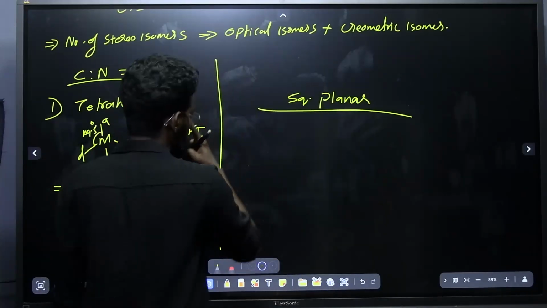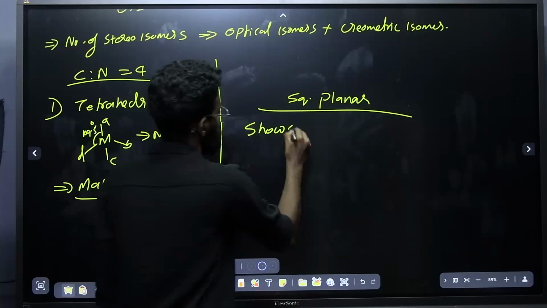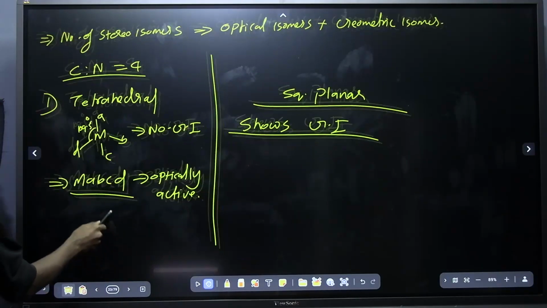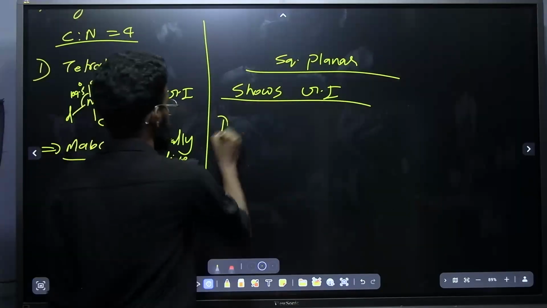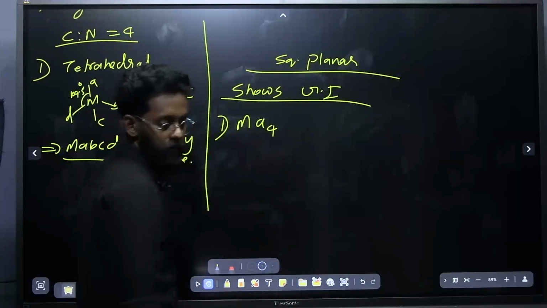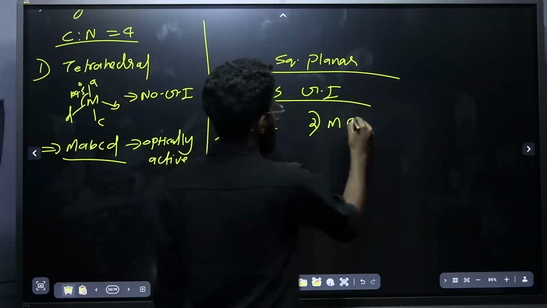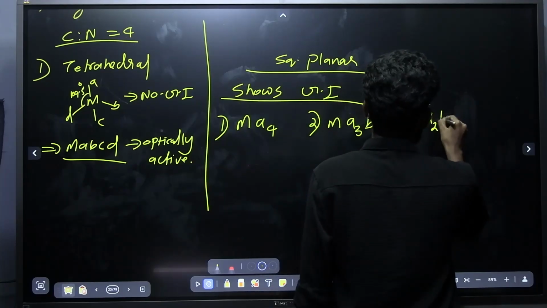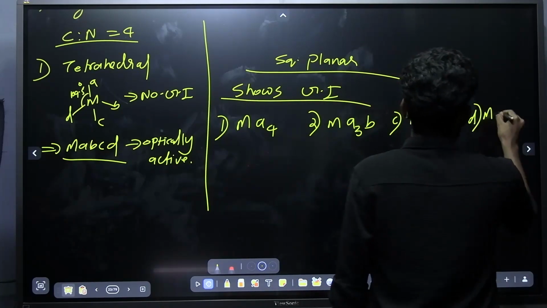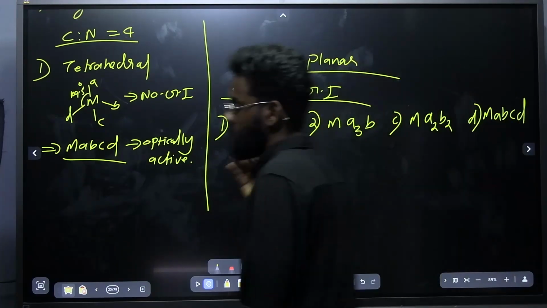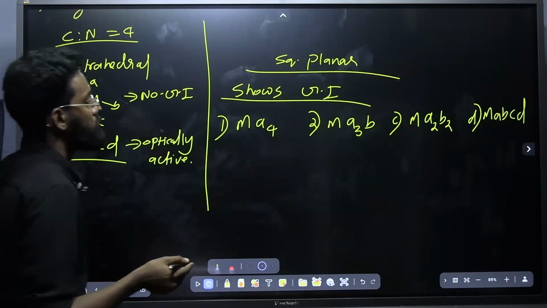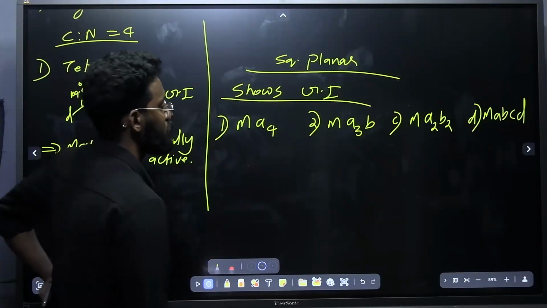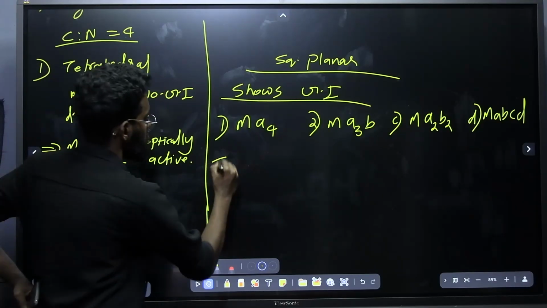Square planar complexes will show geometrical isomerism. Look here and listen carefully. They are of different types: MA4, then MA3B, then MA2B2, then MABCD. These are different types of square planar complexes. Now among these, how many geometrical isomers does it have and how many optical isomers does it have? How can we understand that? Just follow this rule, this trick.